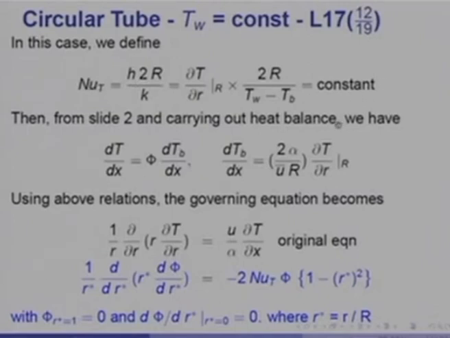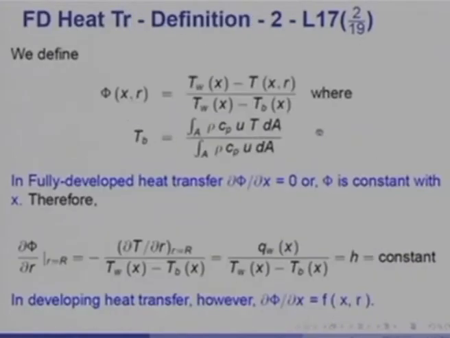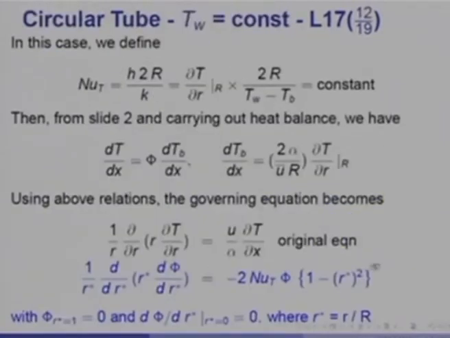Then if you go back to slide 2 and recall that this is the condition for fully developed heat transfer for h equal to constant, you will see that dT/dx would be simply phi times dT bulk/dx, and dT bulk/dx would be, from heat balance, 2 alpha divided by u bar R times dT/dr. Remember, k dT/dr at r equal to R is simply the heat flux that is coming in, and therefore dT bulk/dx would be related to dT/dr at the wall.